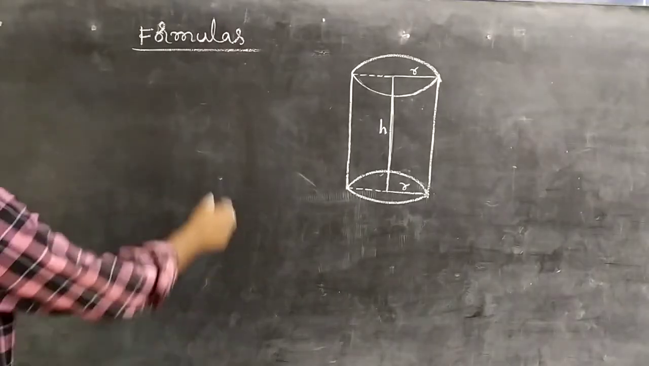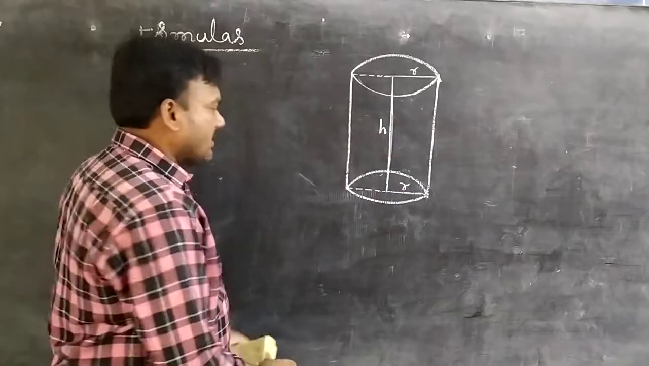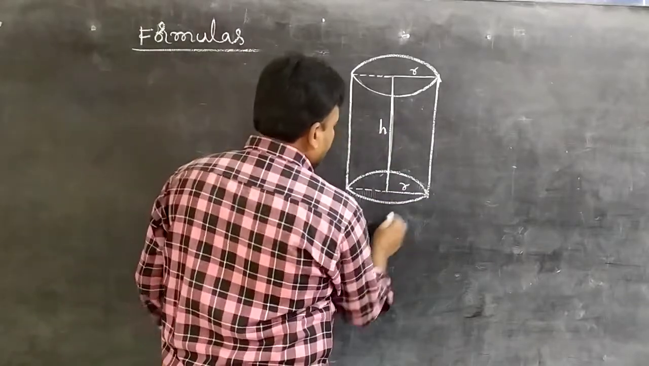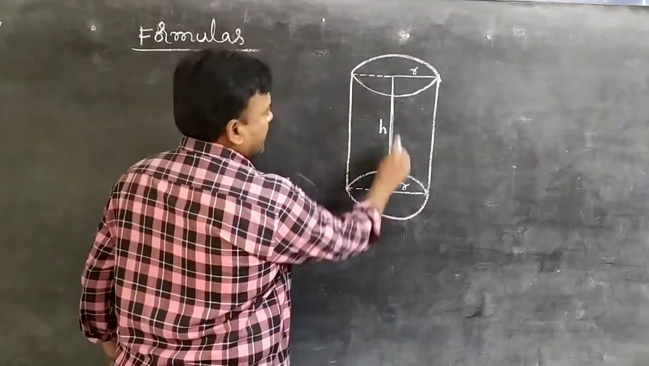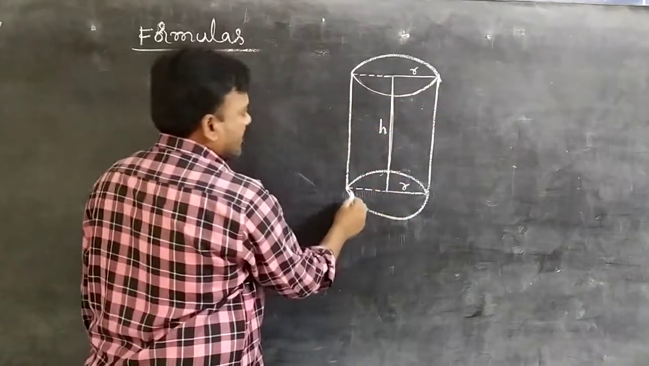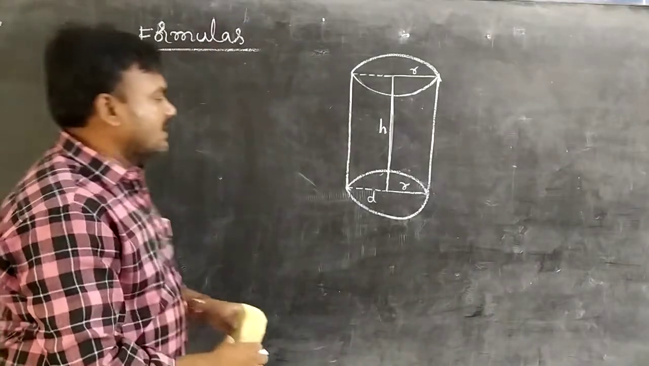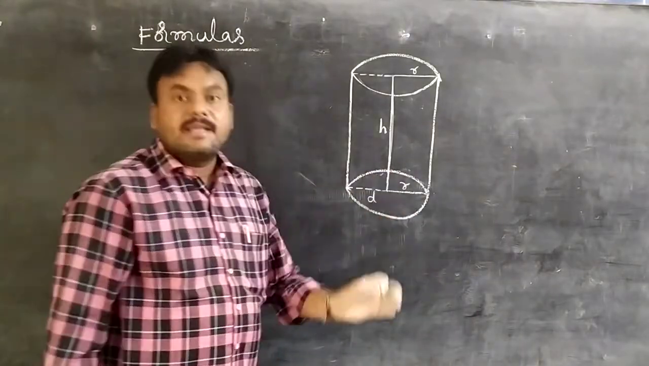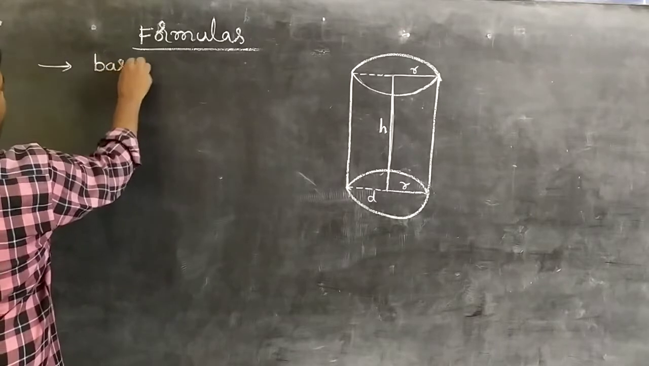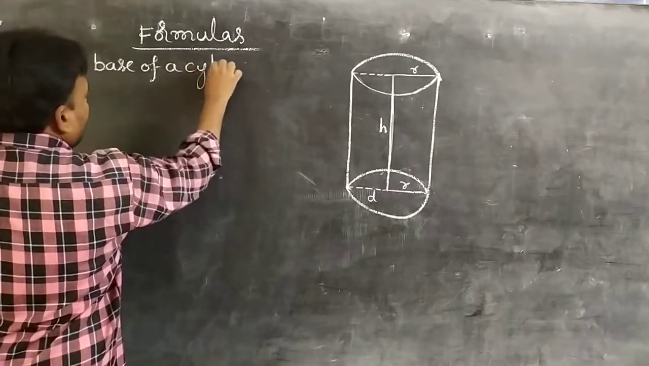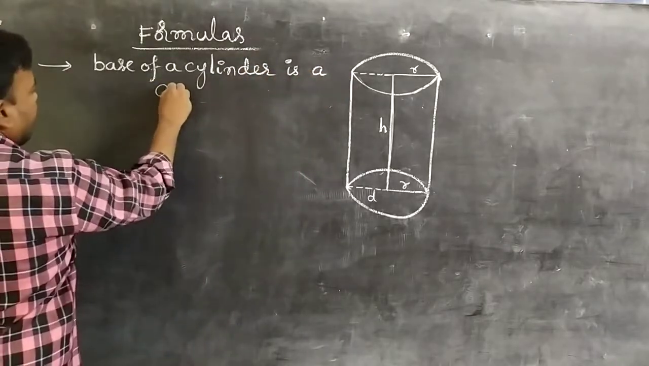Observe the formulas, students. Sorry, this is a cylinder. Here this is the radius, students, if you take a circular shape like this. This is the radius and this is the height of the cylinder and also a radius. Totally it becomes D, you know very well, right? So the base of a cylinder is a circle. The base of a cylinder is a circle, isn't it?